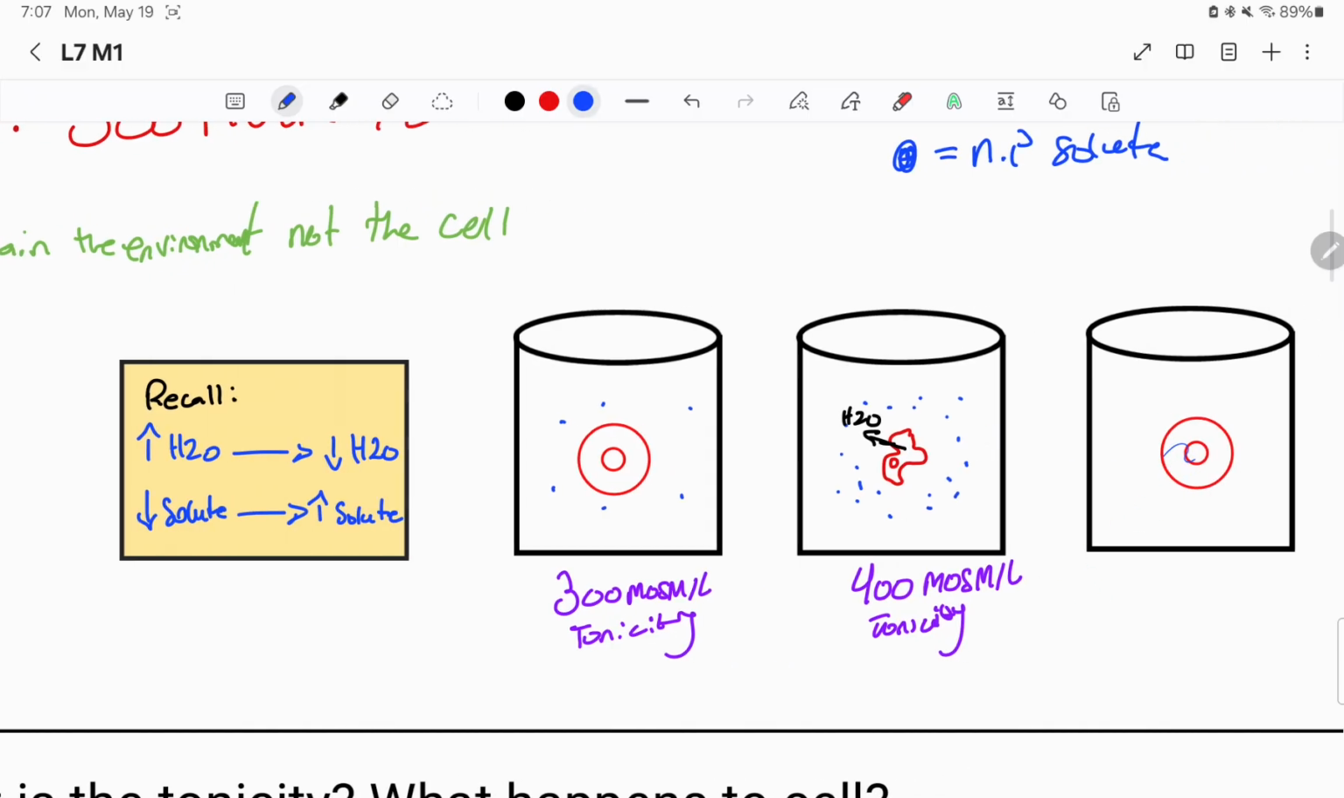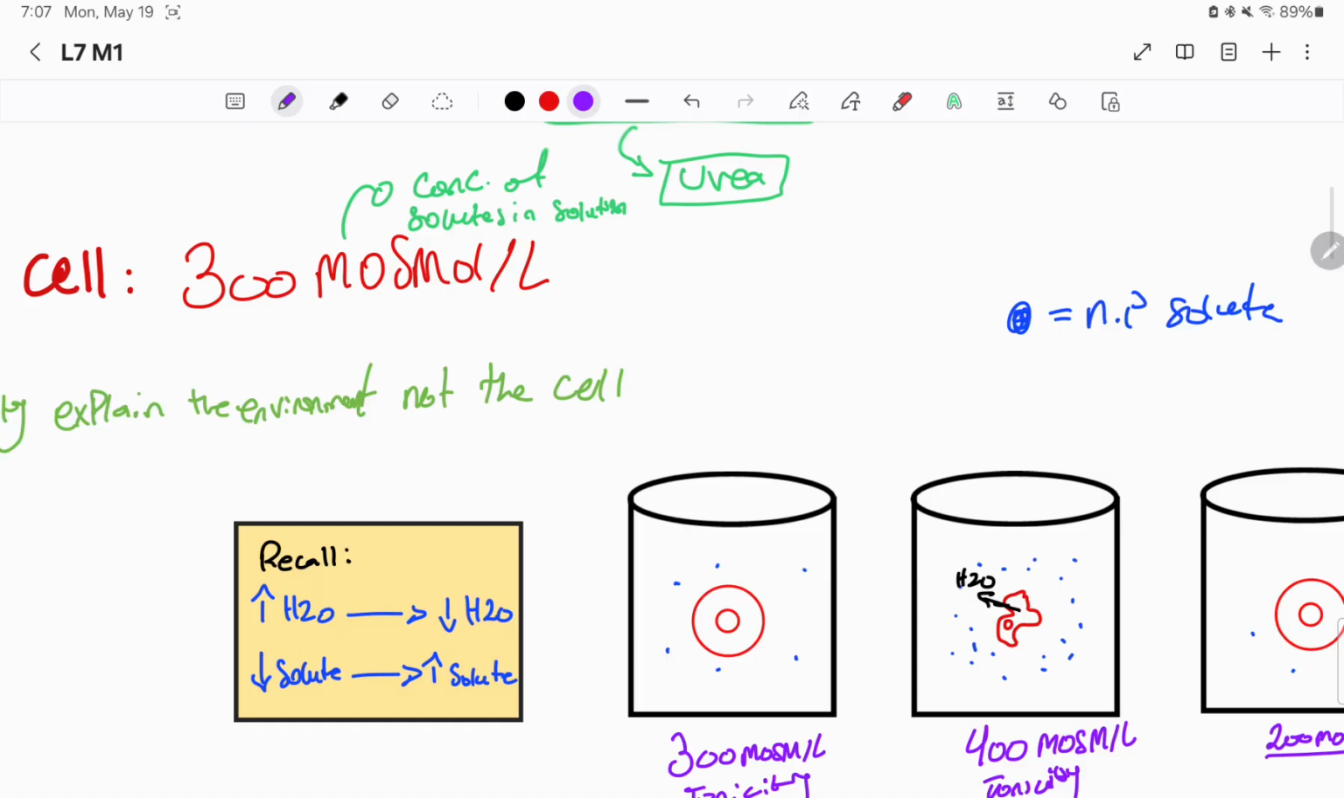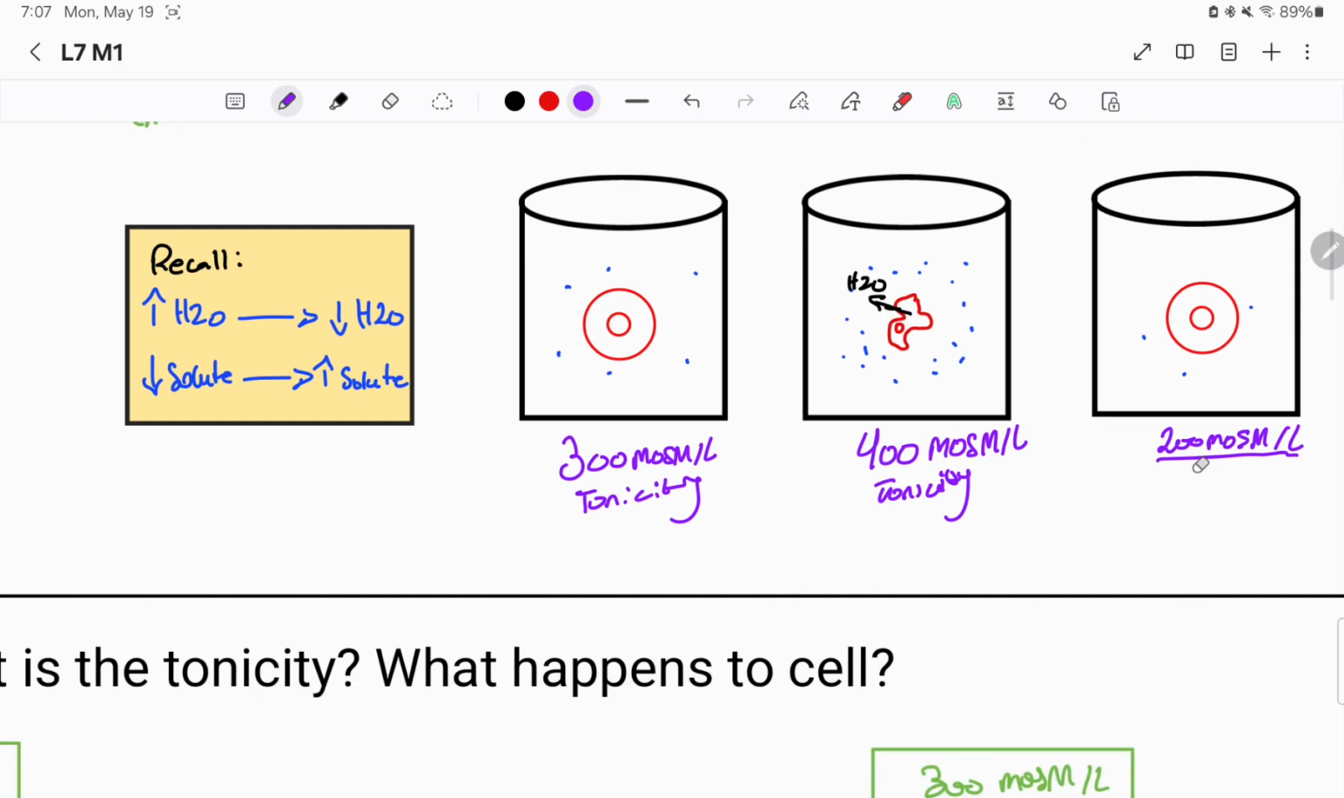Now, let's say we put our red blood cell in another solution, and this time, the non-penetrating solute concentration outside of the cell is very, very low. It is around 200 milliosmoles per liter. And so in this case, you can tell that the tonicity outside is much lower than the tonicity inside of the cell, which is, again, 300 milliosmoles normally. Remember that number.